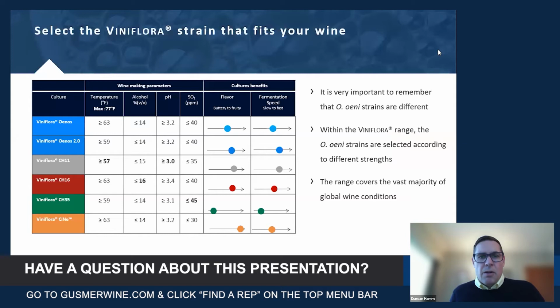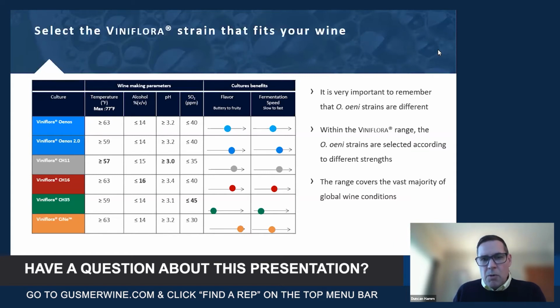So I'm going to go on to this next slide, and this is similar to the slide that David introduced. But the key message we wanted to put across with this is that we have a range of 6 strains, and that each strain is different and has different characteristics and a different niche, if you like. So all of our strains are selected according to their different strengths. And with this range of 6, we really feel we can cover the vast majority of wines in the world that will go through malolactic.